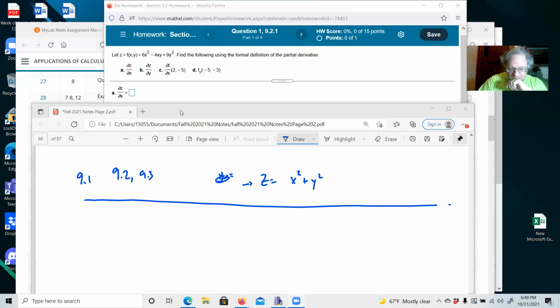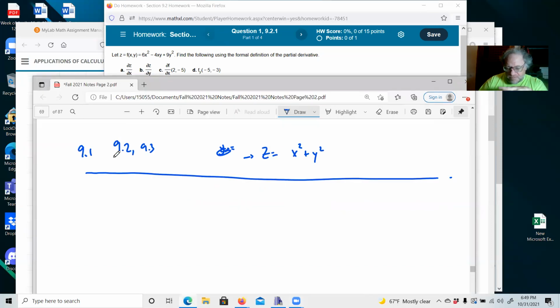Actually, let me pause. If I don't share the screen, you're not going to see what I'm writing. I think I've learned that by now. Okay, so 9.1, not so good. 9.1 has questions like, what shape is this? I'm not asking you that.